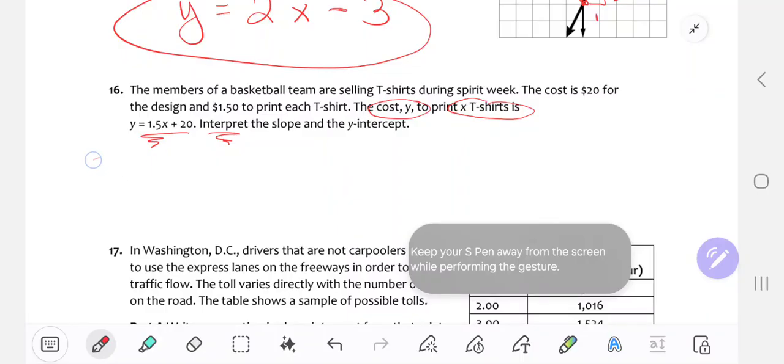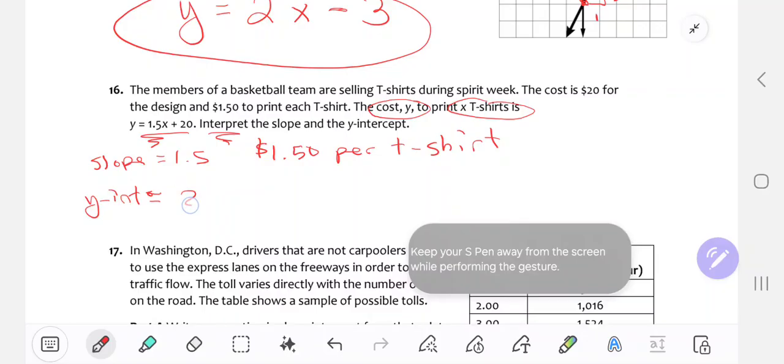So the slope, we know, slope equals 1.5, and what does that represent? Okay, well, that's our rate, our unit rate, so that's $1.50 per t-shirt. You're just telling what it means, what it represents. And then your y-intercept equals 20. What does that represent? Okay, that is the initial value, right? The cost for the design, right? You have to pay for the design.